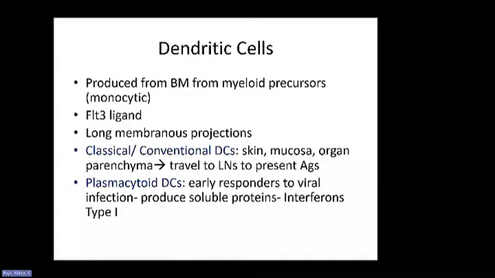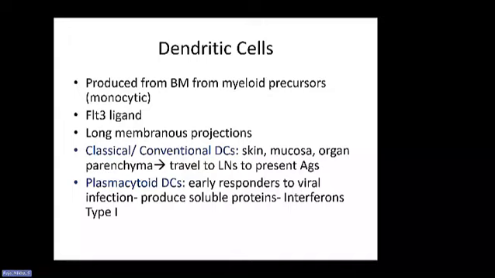So like the other cells, dendritic cells need to be produced under the influence of a cytokine. Here, this is FLT3 ligand that helps to produce more dendritic cells. These are cells that have long membranous projections, and that's how they get their name, dendritic cells. The typical dendritic cells are called classical or conventional dendritic cells.